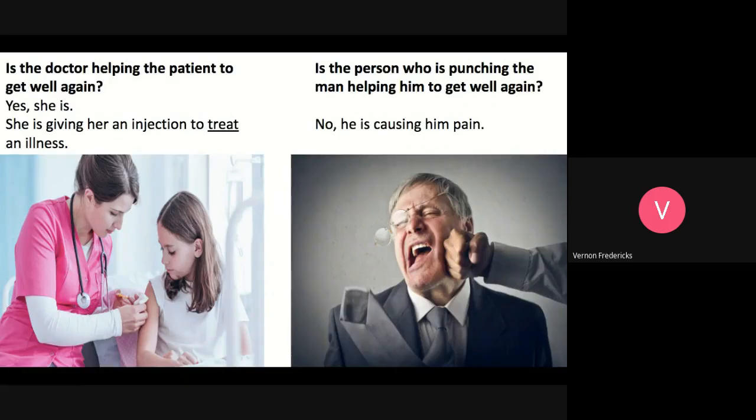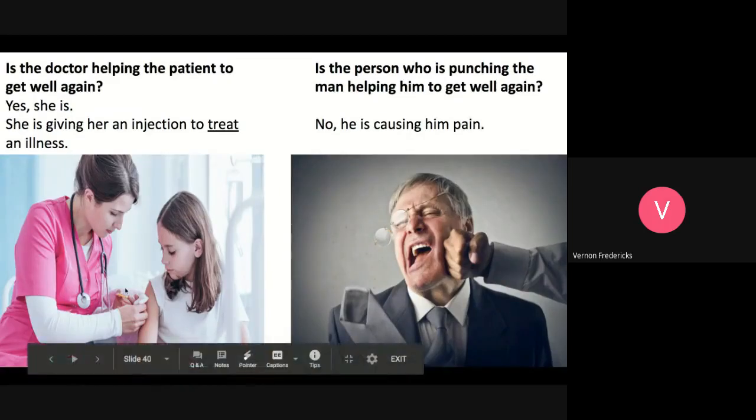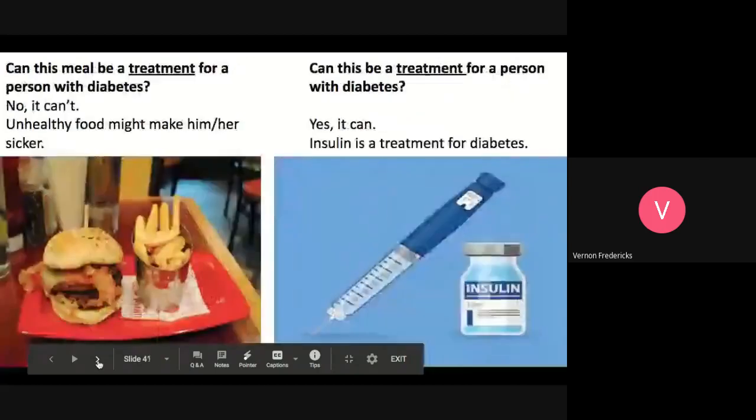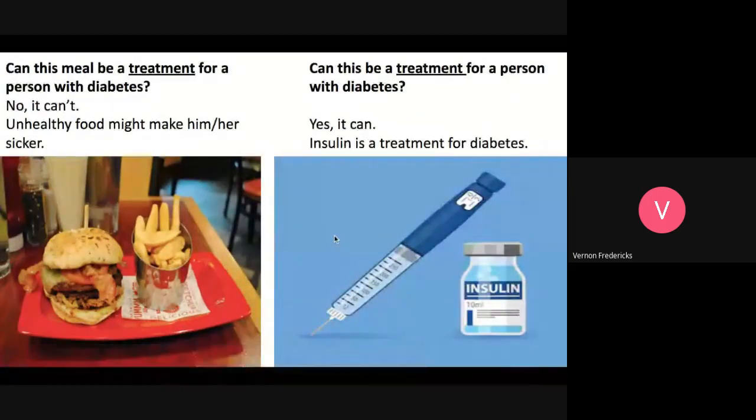Okay. Is the person who is punching the man helping him to get well again? No, he is causing him pain. So in picture two, he's causing him pain. In picture one, the doctor is helping the patient to get better by treating the disease or the sickness. Okay, next slide. The word is treatment again.